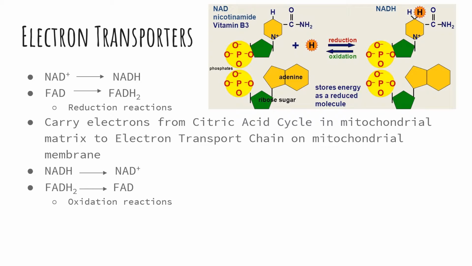And these reduction reactions take place in the citric acid cycle, which takes place in the mitochondrial matrix. And the electron transporters head to the electron transport chain on the mitochondrial intermembrane. NADH and FADH2 drop off their electrons and they go back to their original state, or they are oxidized into NAD+ and FAD. Because remember, an oxidation reaction means losing electrons. And then they just go back to picking up more electrons.